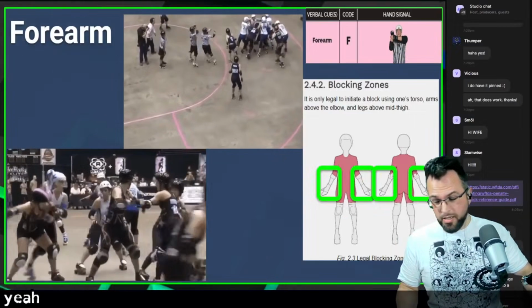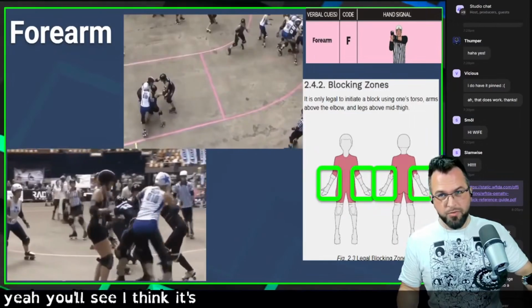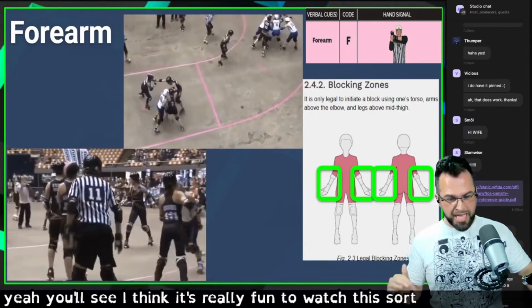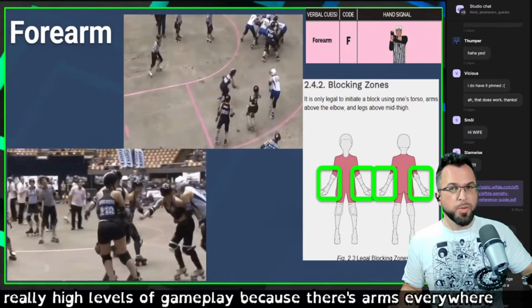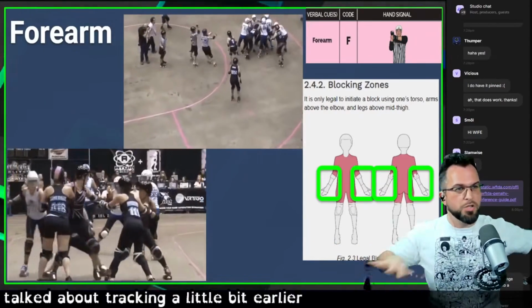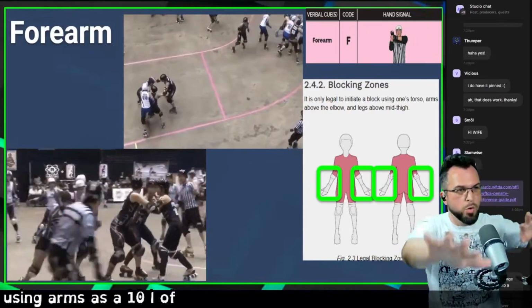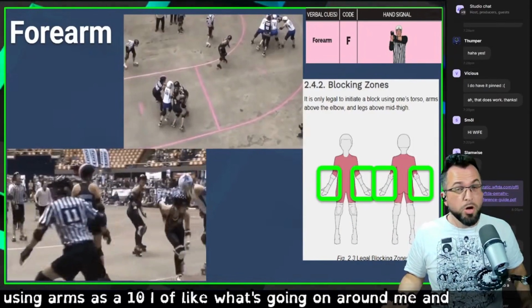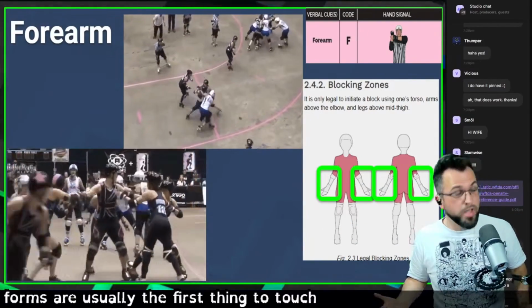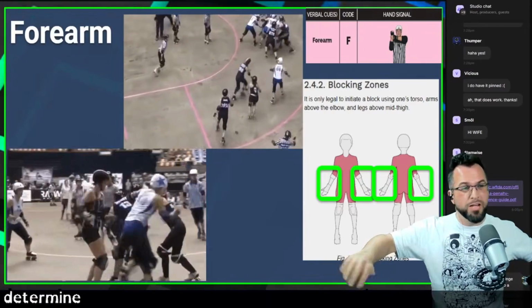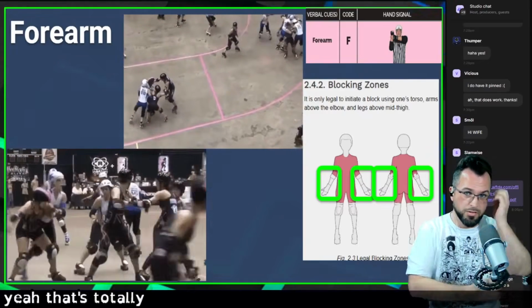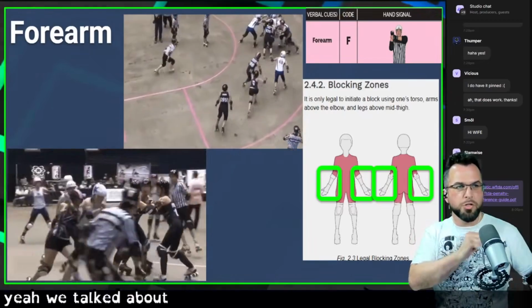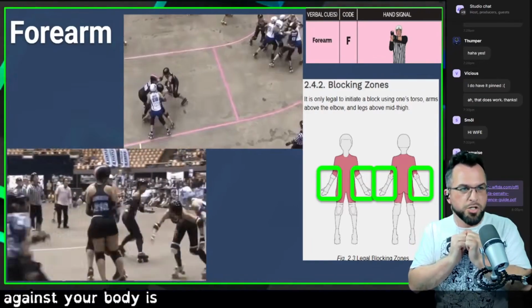Yeah, I think it's really fun to watch this sort of thing at really high levels of gameplay because there's arms everywhere. We talked about tracking a little bit earlier. Everybody's just using arms as an antenna of what's going on around me. And the forearms are usually the first thing to touch always. So you need to determine when are they actually starting to apply force or not. So yeah, that's totally accurate. All right, thank you. And yeah, we talked about earlier too, if it's against your body, it's considered your body, not your forearm.